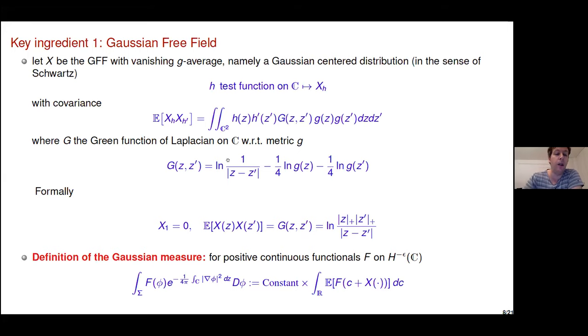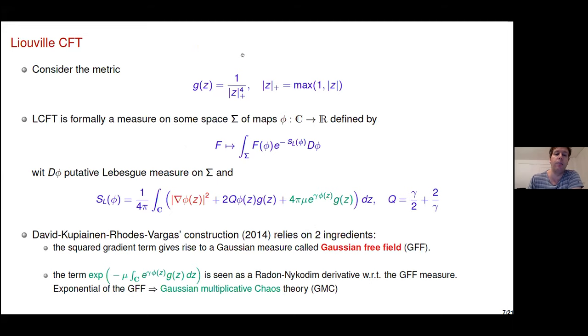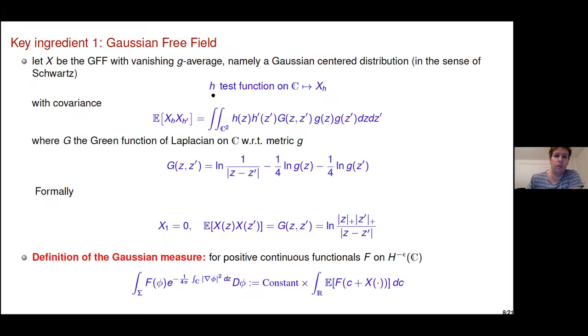So this is rather standard. What I'm going to do is take the Gaussian free field with vanishing g average. Remember that g is just this function on the complex plane, 1 over |z|^4 plus. So what we do is take the Green function associated to this metric, the inverse of the Laplacian. The inverse of the Laplacian is the Green function, G(z,z'), and it's explicit on the complex plane. It's just log of 1 over the Euclidean distance between the points, minus 1/4 log g(z), minus 1/4 log g(z').